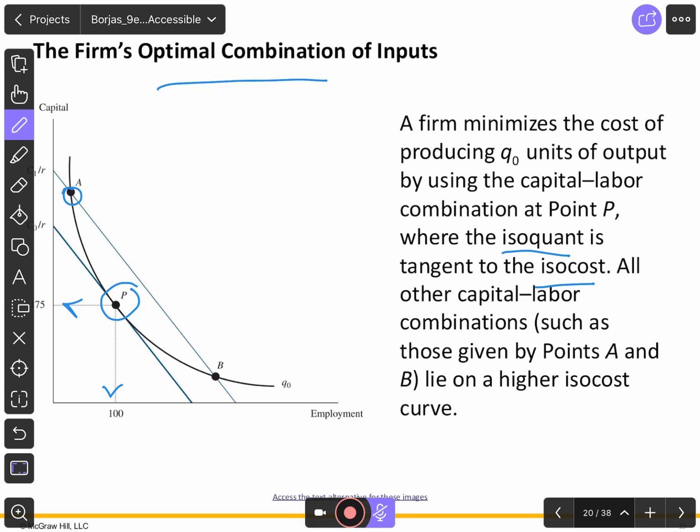Point A would give the same amount of production, but actually it's unattainable because it's on a higher iso-cost. In order to attain A, you have to be on a higher iso-cost line, so it's basically unattainable. And the same goes for point B. Okay, so all other combinations lie on a higher iso-cost, like point A and point B.